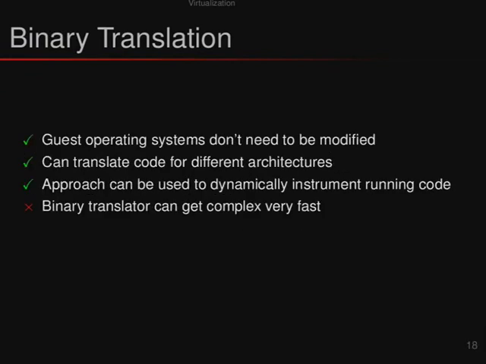So the advantages here again: the guest operating systems don't need to be modified because they are just translated on the fly, and you can execute code for different architectures. You can run ARM code on x86 hardware because it's just being translated from ARM to x86. And the approach can be used to dynamically instrument running code. There is a tool from Intel called Pin Tools, and you can look live at a binary and write programs which look at certain points and do stuff and dump some information also.